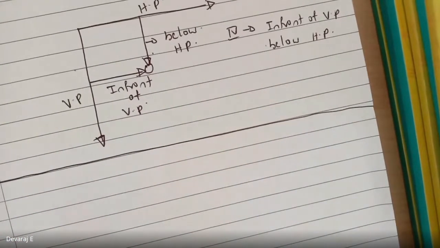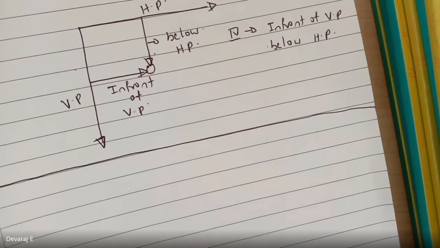So I think by this, today I will stop the class. I think this is more than enough. Tomorrow, on Wednesday, I will start the representation of quadrants in the orthographic projection. That is very, very important. If I complete this, then we'll go for problems, okay? I think today I've completed the maximum of the concepts.